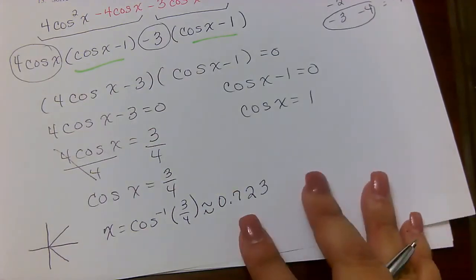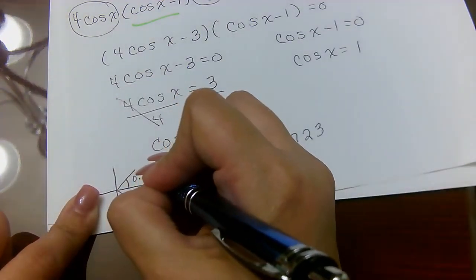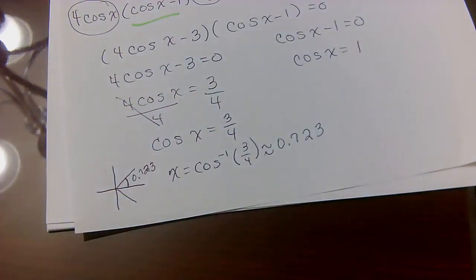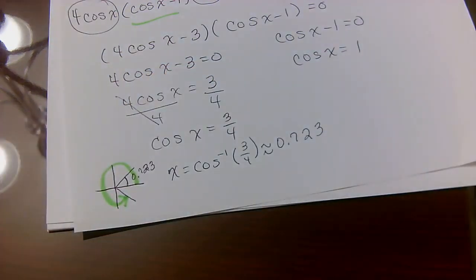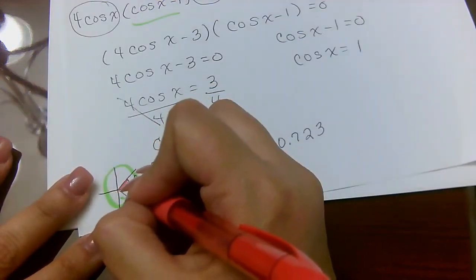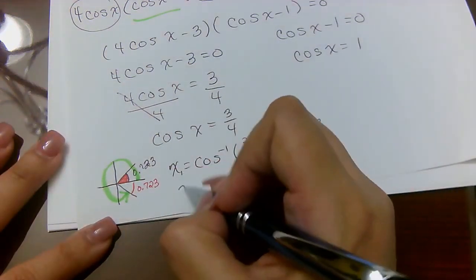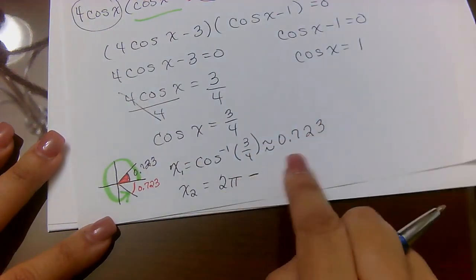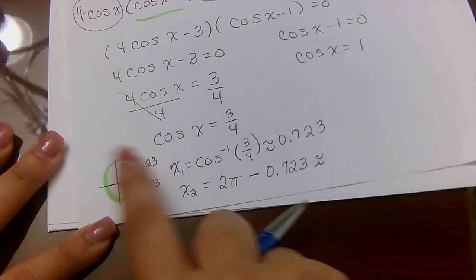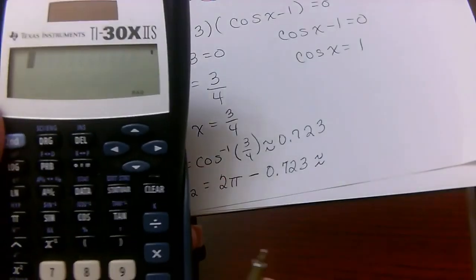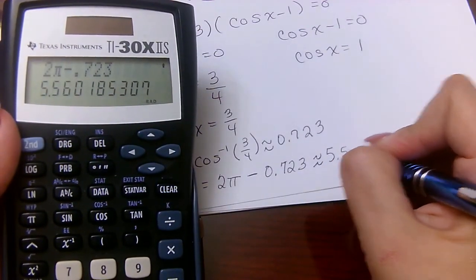Okay. Next thing I'm going to do is find, because that's this value right here, what is the value from here all the way to this one. Okay, that's the value I'm looking for. Remember this right here is a reference angle, and that's the angle that we have here. So this is also 0.723. So our x2 will be 2 pi minus the reference angle, which is 0.723. So I can get the second angle between 0 and 2 pi here. Okay, so I'm going to do 2 pi minus 0.723, and I'm going to get approximately 5.56.